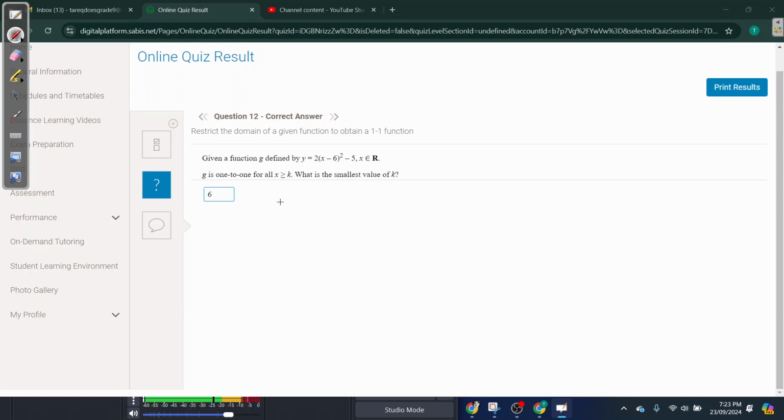Okay. Here you're going to have to follow the quadratic general form, which is y equals a(x minus h) squared plus or minus b. This doesn't really matter. Plus b, let's just say. Now to restrict the function to make it 1-to-1, x has to be greater than or equal to h, or x is less than or equal to h. Okay, so now they want x greater than or equal to k. k is h. k is going to be 6.